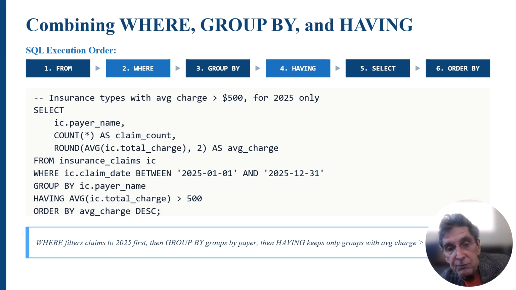The note at the bottom reinforces this, the little note on the slide. The step-by-step flow: WHERE filters claims to 2025 first, reducing the data set. Then the GROUP BY groups the surviving rows by their payer. Then HAVING evaluates each payer group and keeps only those with an average charge above $500.